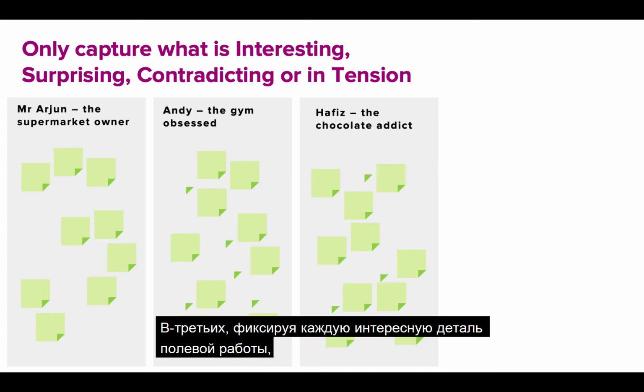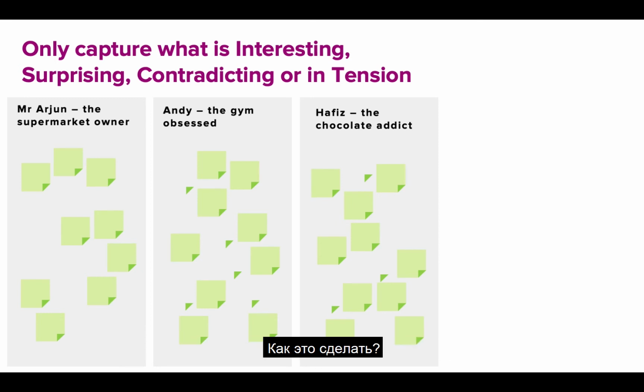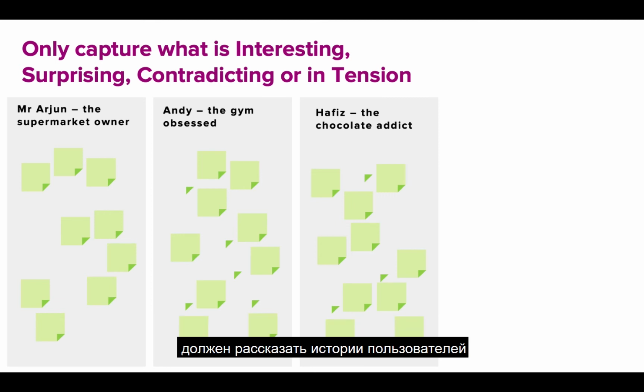Third, in capturing each interesting detail of the fieldwork, you begin to saturate the space with post-its that contain individual observations. So, how do we do this? You start by unpacking observations and airing all the stories that stick out to what you saw and heard during your empathy fieldwork. Each member in the group should tell user stories and share notes while other members headline quotes, surprises, and other interesting bits, one headline per post-it.